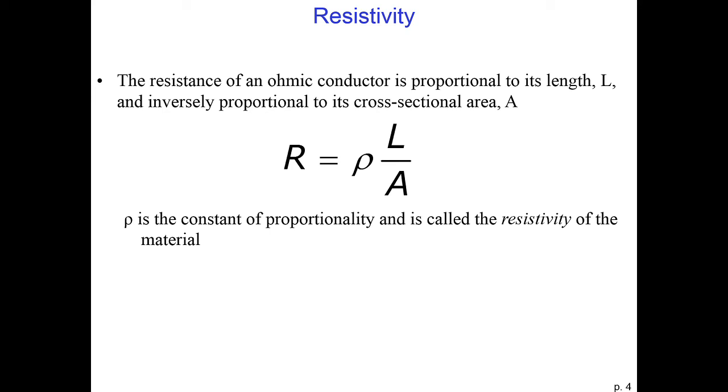So if we want to understand what the resistance of a particular conductor is, we need to know the resistivity of the material and the size of the wire. So the resistance is equal to the resistivity of the material times the length and divided by the cross-sectional area.